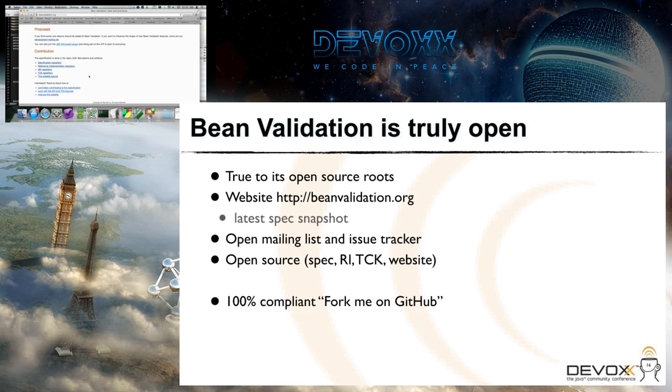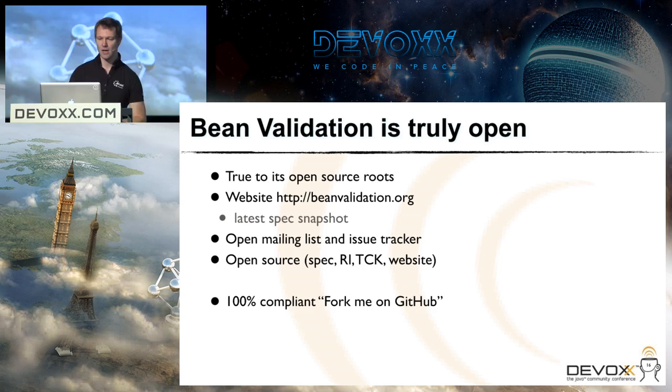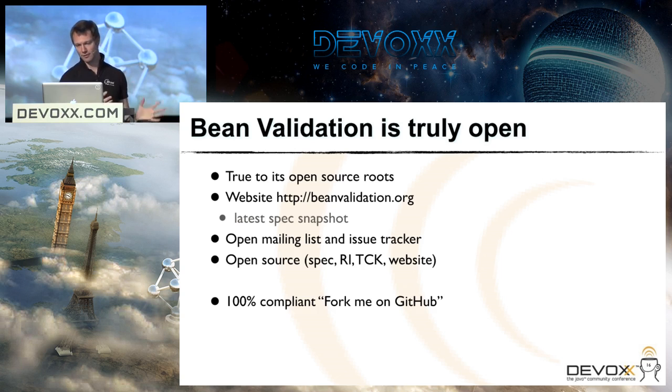You can go to the mailing list, have a look at what we're doing, propose changes, help on the Jira, anything, right? And everything we do is actually in the open. The spec is in GitHub, the RI is on GitHub, the TCK is on GitHub, the website is on GitHub. So if you find my typos, please go and fix them and send a pull request. I think I'm the first 100% fork-me-on-GitHub specification. I hope many others will follow, by the way. That's a great way for us to streamline the evolution and get everything in the open.